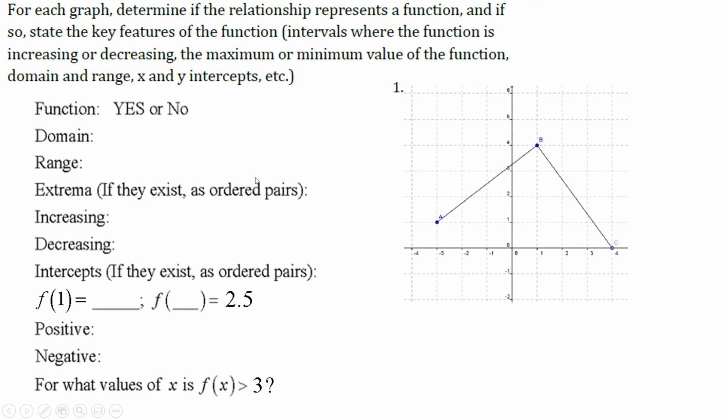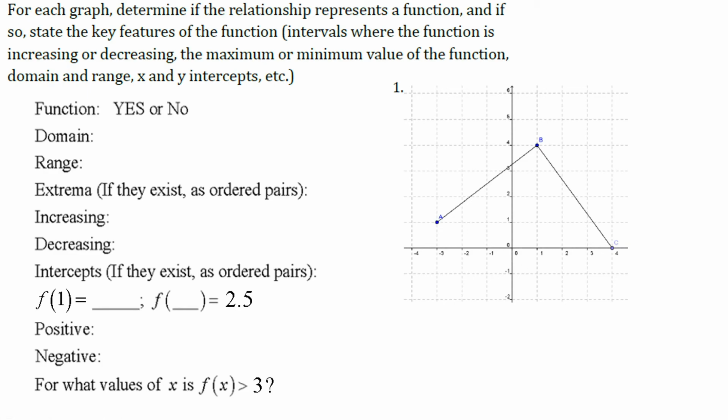So here we go. For each graph, determine if the relationship represents a function, and if so, state the key features of the function: intervals where the function is increasing or decreasing, the maximum or minimum value of the function, domain and range, x and y intercepts, etc. So we have a graph over here on the right, and then we have our key features of functions format right here, where we'll just fill this out, which will cover every possible feature of a function we could ever talk about. So number one, is this graph the graph of a function?